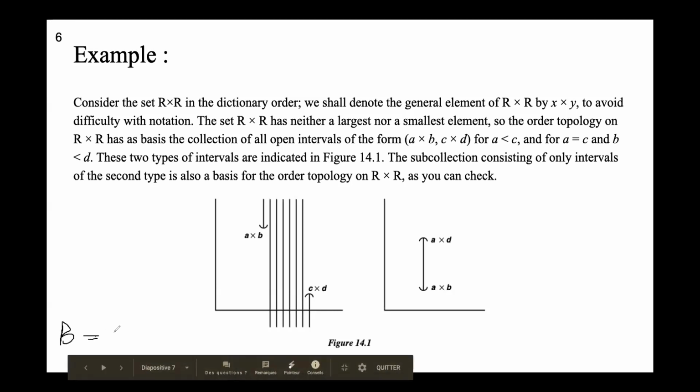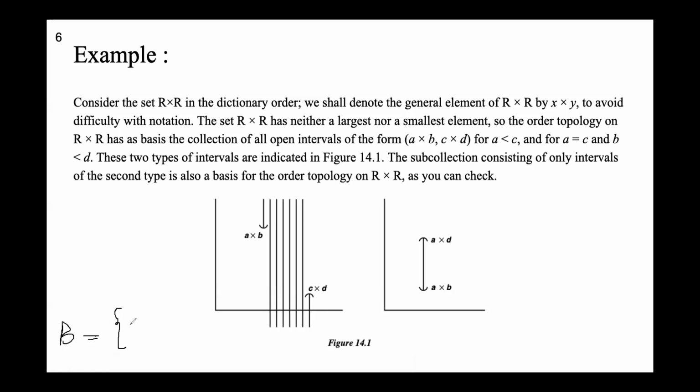The order topology would be the union of all intervals in R. This is the basis, right? The basis of this topology is all the open intervals, right? Yeah. Then what would be the topology?